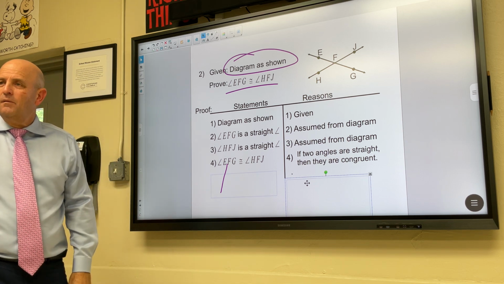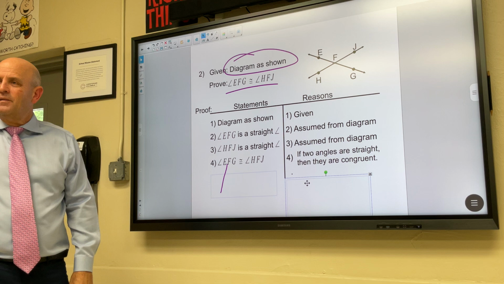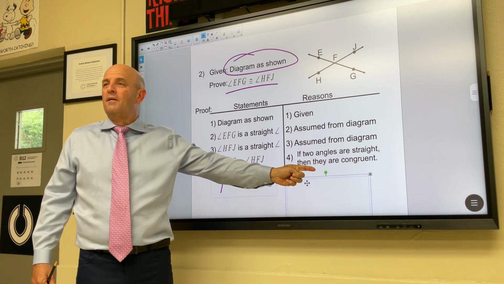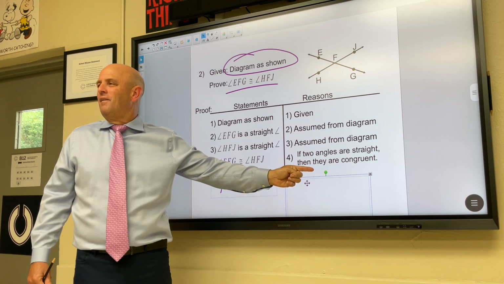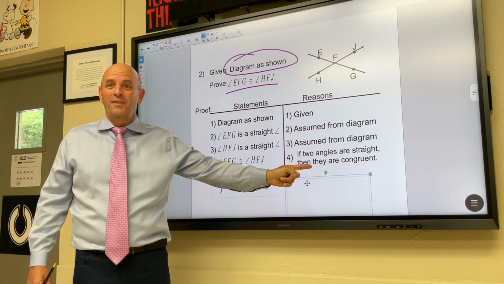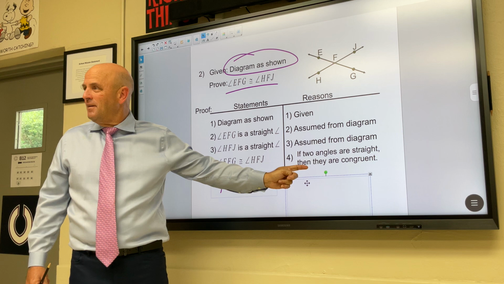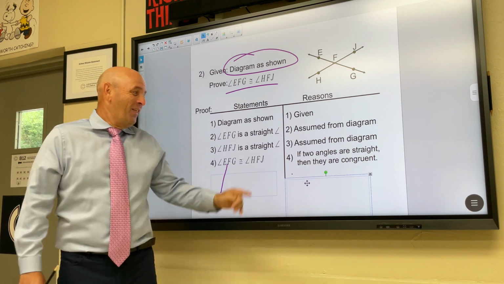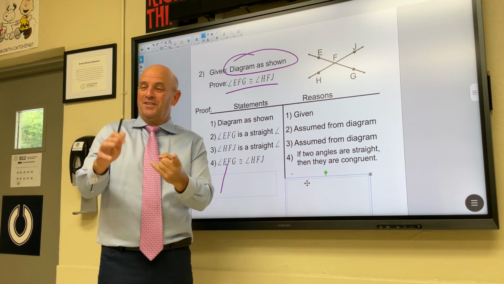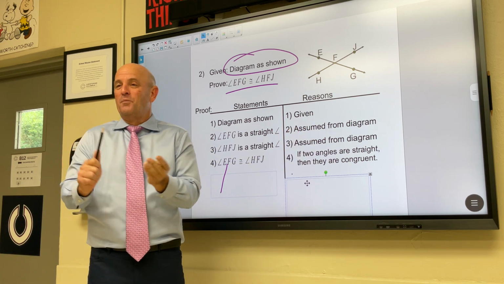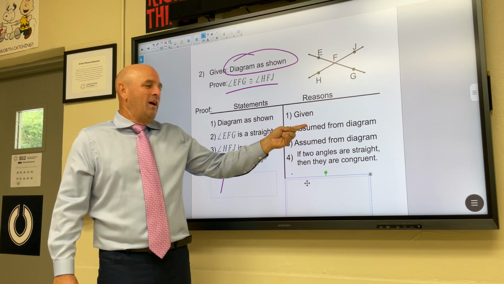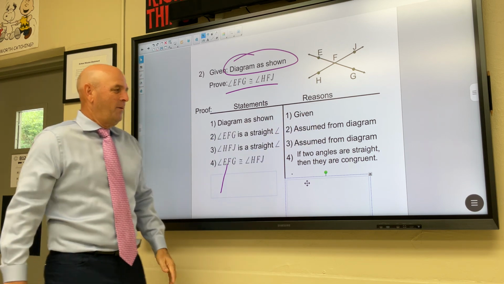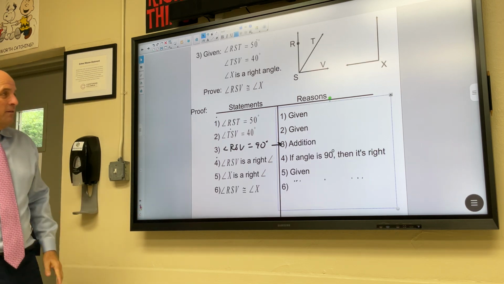So the first reason's always going to be given. You know what the most common error is? What do you think people put for the last reason? Since that's given, what do you think they put here? Prove. Do you ever put prove here? No, never. But I'll see it like 5 times in the first test. The reasons are always what? Definitions, postulates, theorems, properties. Once again, assume from diagram is very rare, because we're not allowed to assume very much.